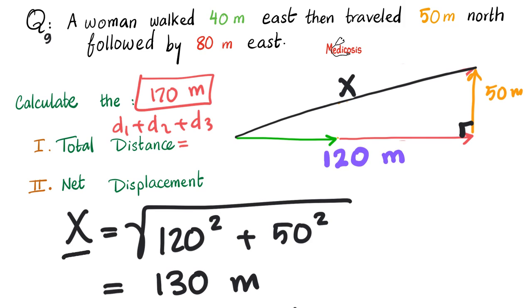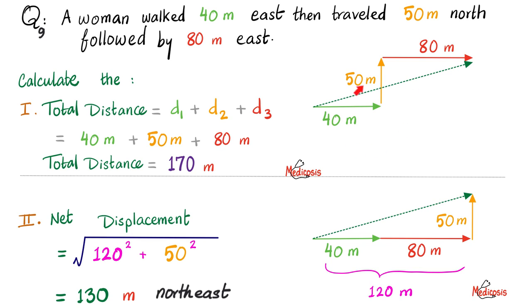Since displacement is a vector, you have to write the direction. This is northeast. And here is the same answer in color. She walked this way, and this way. So the total distance is 40 plus 50 plus 80, which is 170. If you want the displacement, you want this line. Just rearrange your triangle like this, and you will get the answer as 130 meters.